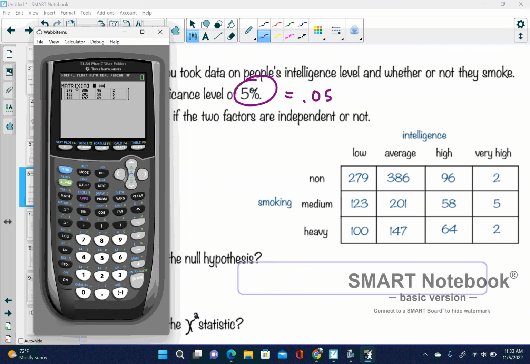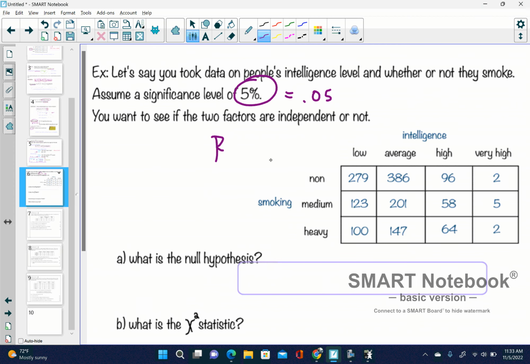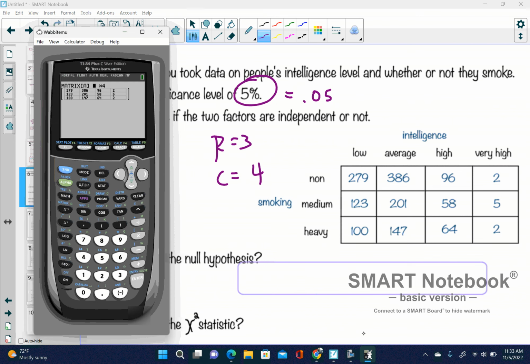You're telling the calculator how many rows you have. The rows that we have are 1, 2, 3, so there are 3 rows, and the columns are 1, 2, 3, 4, so there are 4 columns. All I did in my calculator, just so I don't have to pause the video or make the video longer, is a 3 by 4, rows by columns. And then you put the numbers in, 279, 386, and so on and so forth.